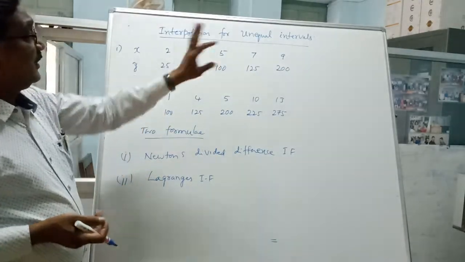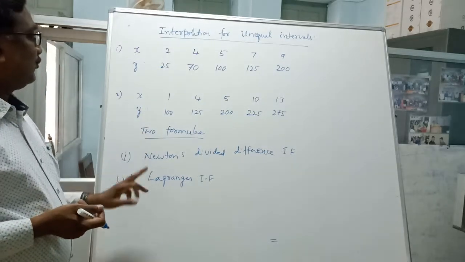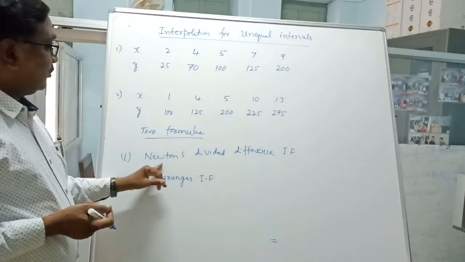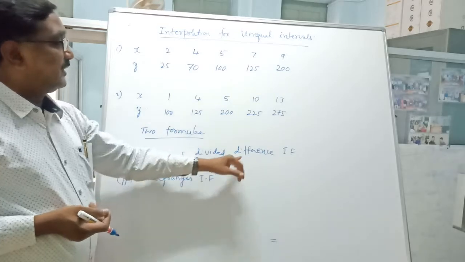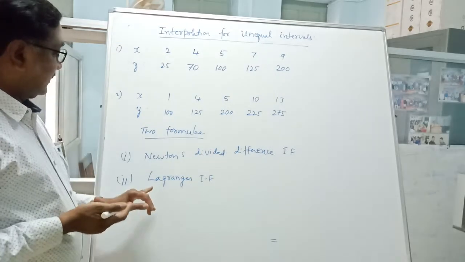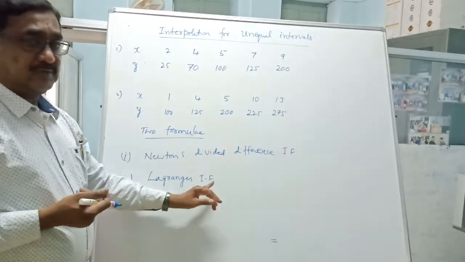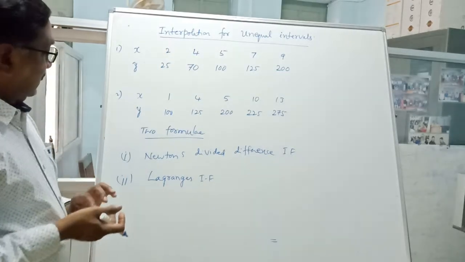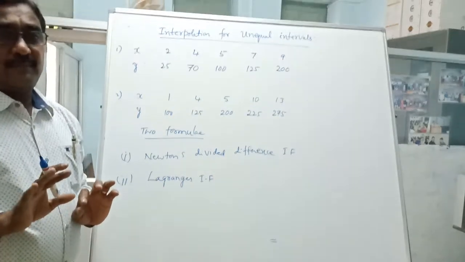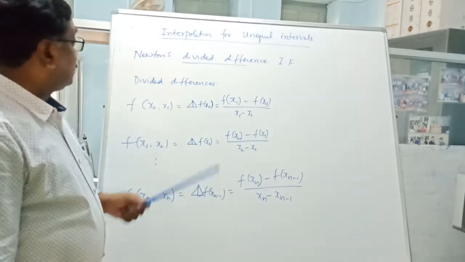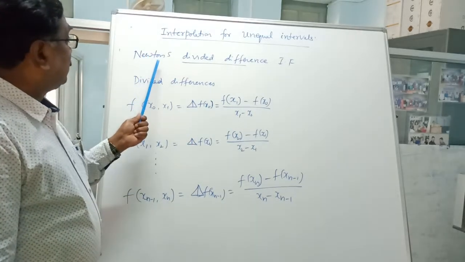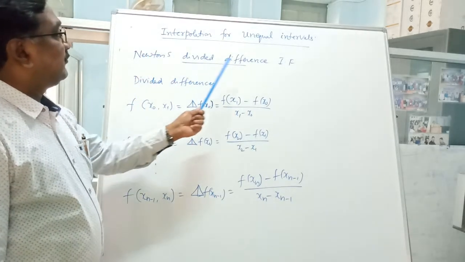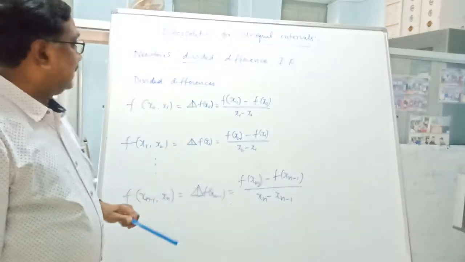For interpolation with unequal intervals we have two formulae, namely Newton's divided difference interpolation formula and Lagrange's interpolation formula. Among those two, first let us discuss Newton's divided difference interpolation formula.